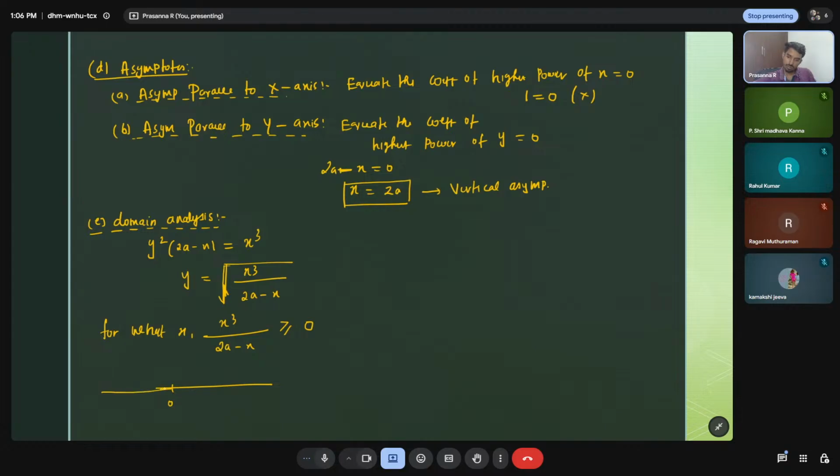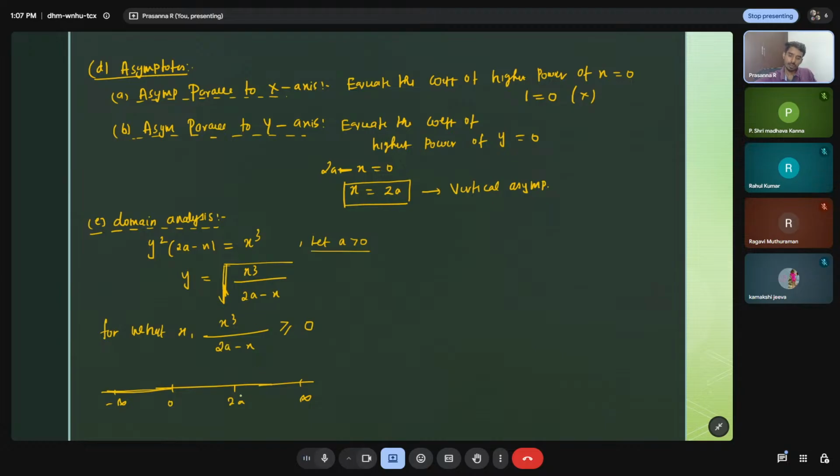So 0, minus infinity, and this is 2a. Numerator 0 is 0, denominator 0 is 2a. Now this depends upon a also. Actually in the question they have to tell whether a is positive or a is negative, but they are not saying. So let us assume a is positive.